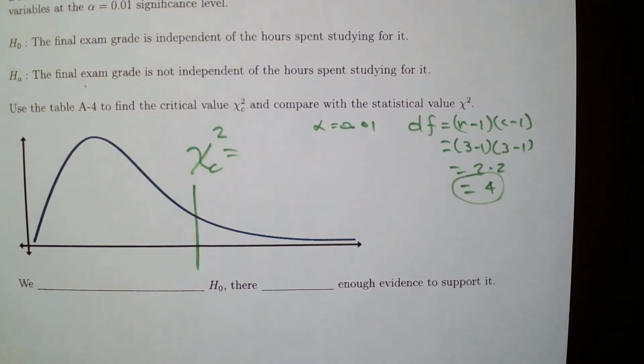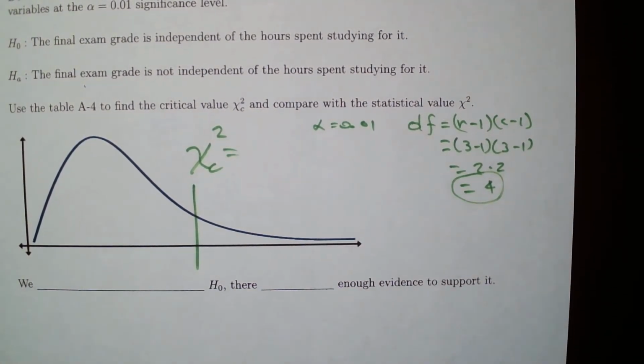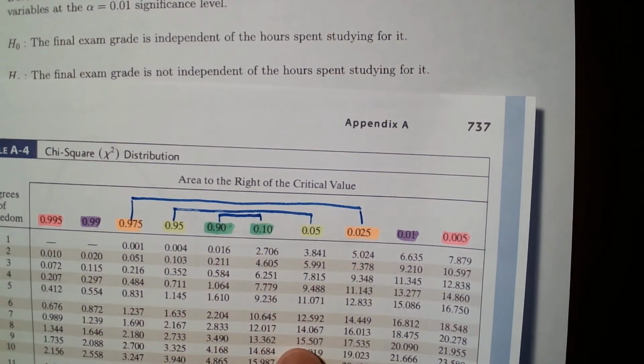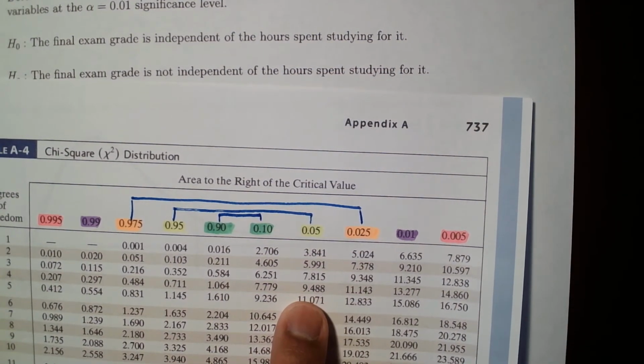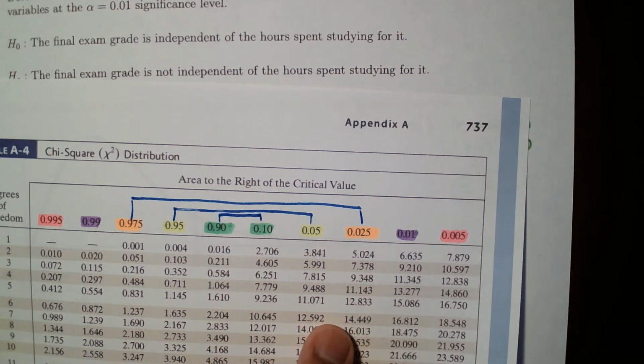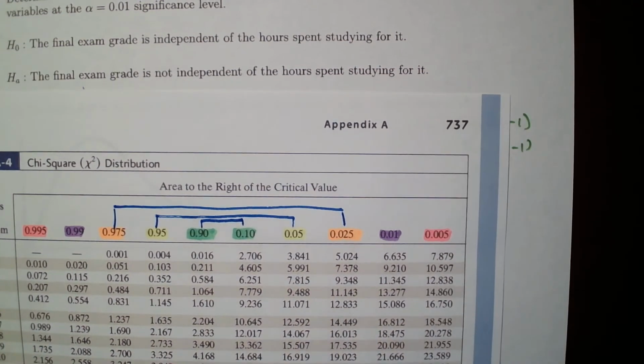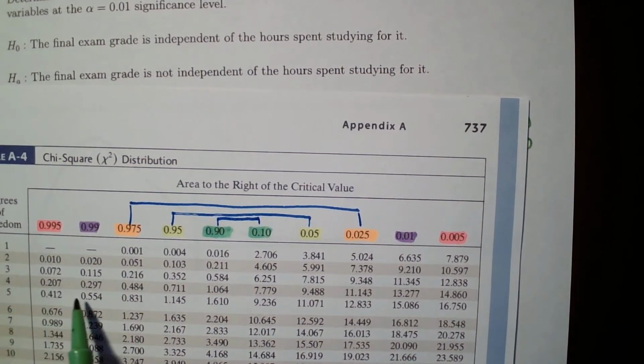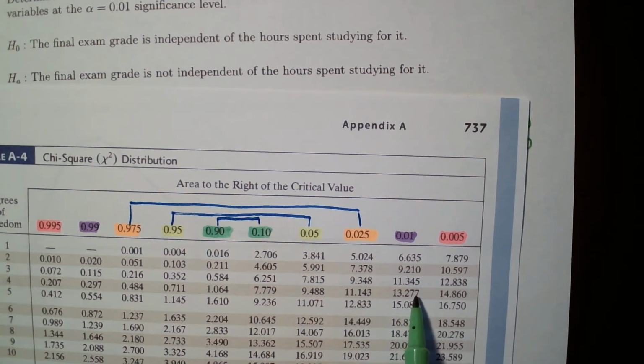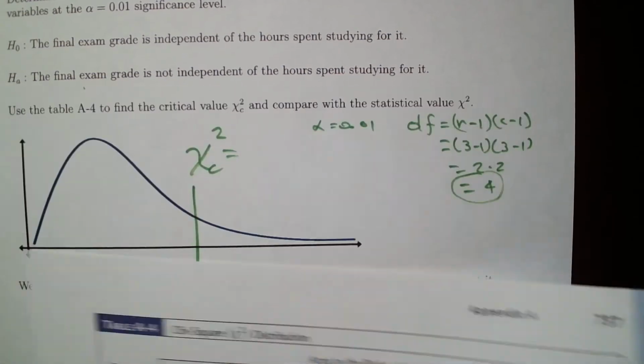Well, actually, it looks like I got a different value. Give me a minute. No, never mind, this is fine. So 4 degrees of freedom, alpha 0.01, 13.277.